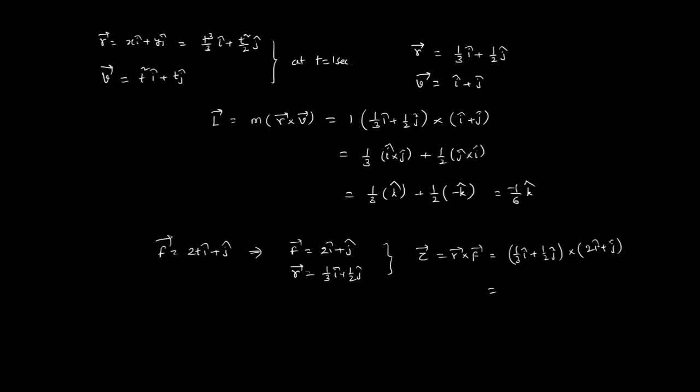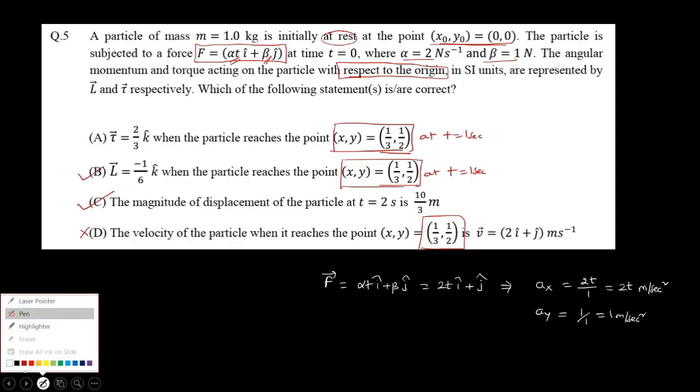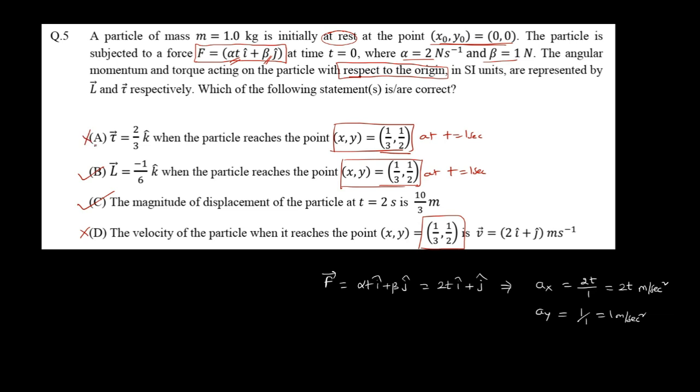So we know that i cross i is 0, then i cross j, so I'll get 1/3 i cross j, k cap, okay, and 1/2 into 2 it will be 1, j cross i is minus k cap, so you will get minus 2/3 k cap. This is the torque I am getting, but what is the option they have given? They have given the option 2/3 k cap. So obviously A is wrong. The correct option for this question is BC.